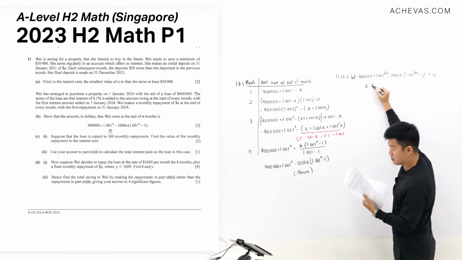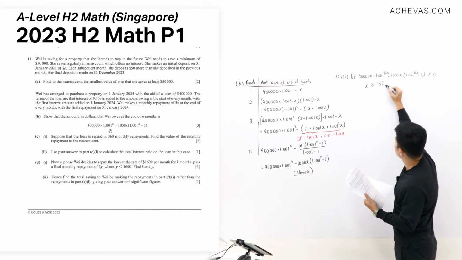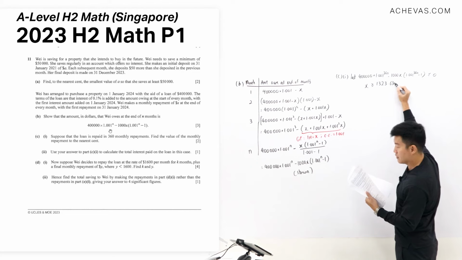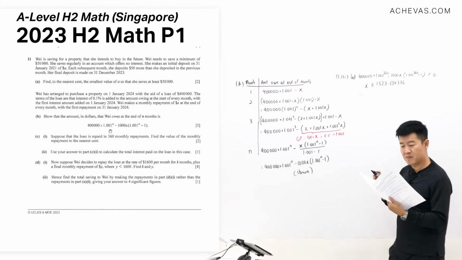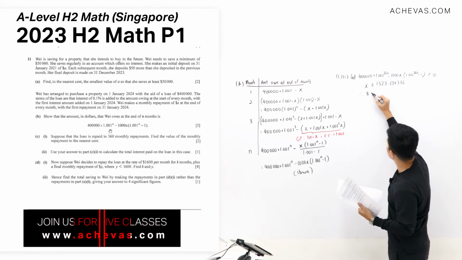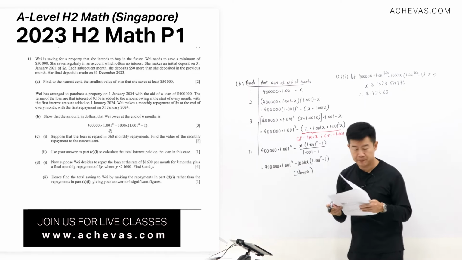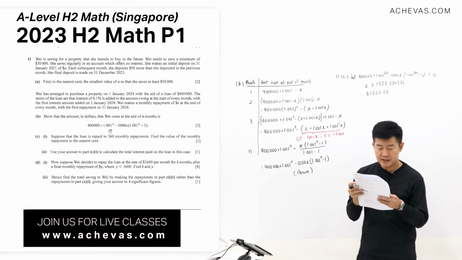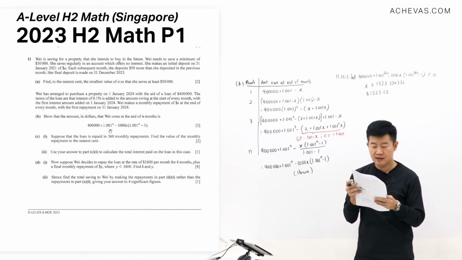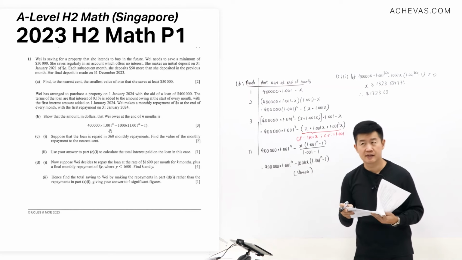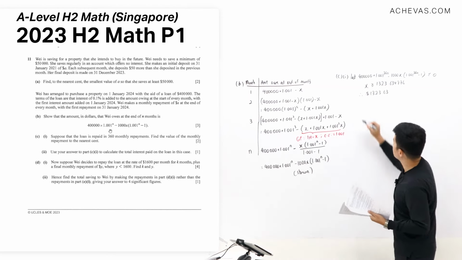So x is here going to be bigger or equal to 1323.63477, which means that the monthly repayment will be $1323.63 for part 1. Part 2, C part 2, we want to use this answer to calculate the total interest that is paid on the loan in this case. The total interest that is going to be paid.